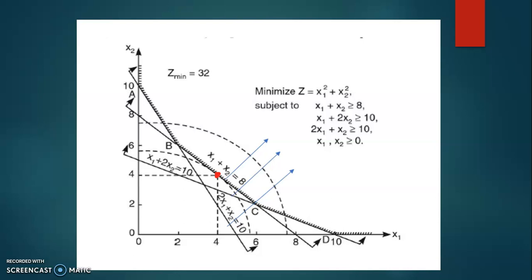The first arrow represents the constraint equation of the first constraint. Second arrow represents the equation of the second constraint, and third arrow represents the equation of the third constraint. And the solution lies in the first quadrant only, so we have drawn the solution in the first quadrant. So let us see the explanation for this solution.